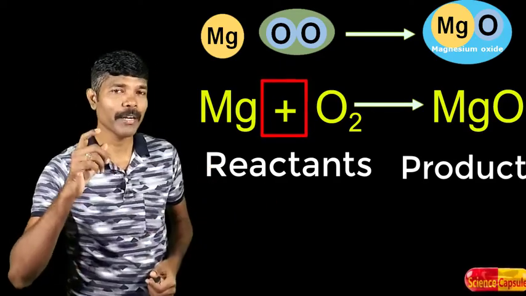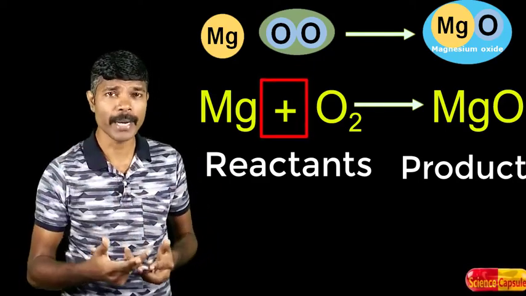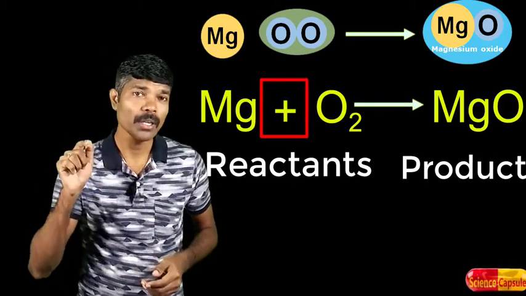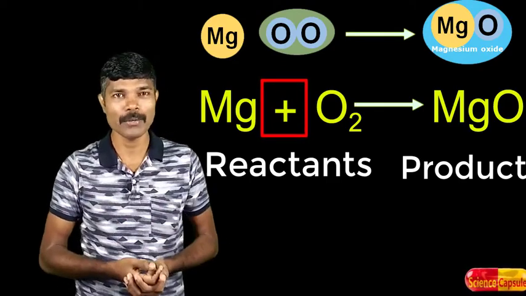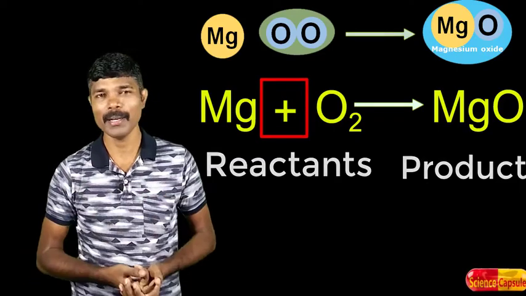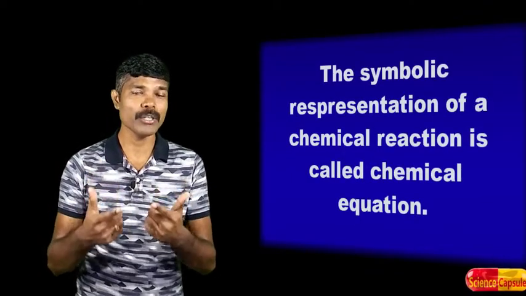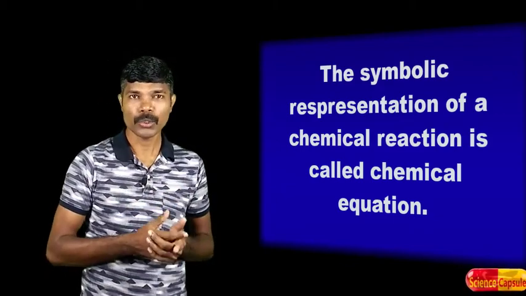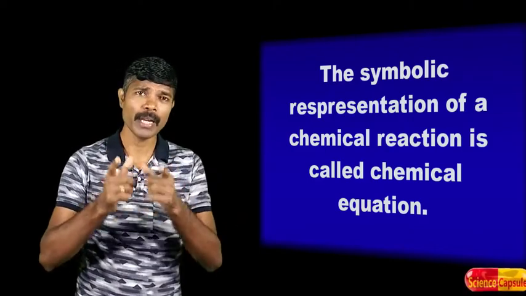In this reaction, the product formed is only one. If any chemical reaction produces two or more products, then all those products are separated by using a plus sign. So, in order to write a chemical equation, we have to write the symbols of the constituent elements or compounds that are taking part in a chemical reaction. So, a chemical equation is the symbolic representation of the chemical constituents or the chemical particles that are taking part in a chemical reaction. So, knowing about the formula of the reactants and the products must be understood.